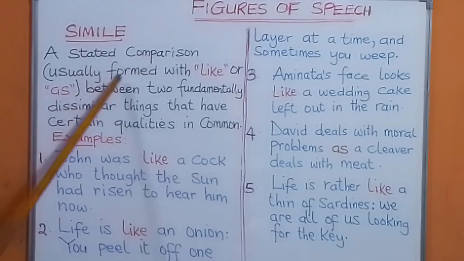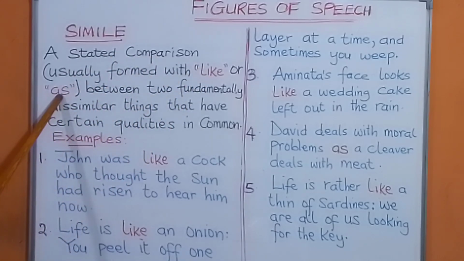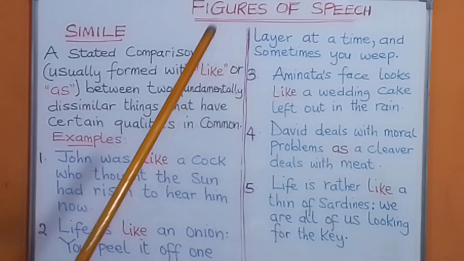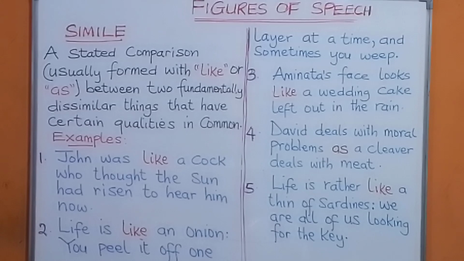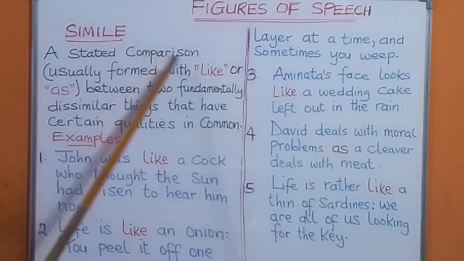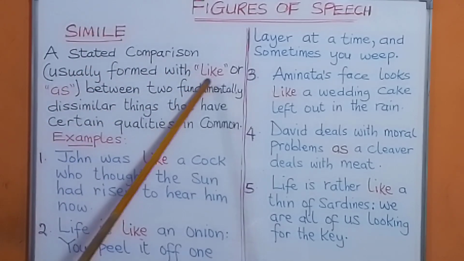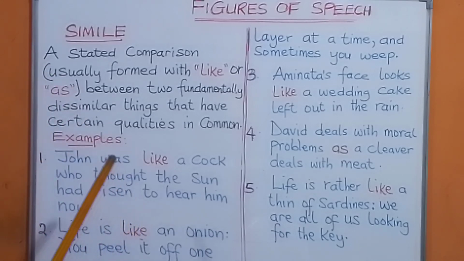A stated comparison, usually formed with like or as, between two fundamentally dissimilar things, two things that are not the same, that do not look alike, that have certain qualities in common. They are not similar. They don't look alike, but they have certain qualities in common. Normally when you talk about simile, you see like and you see this word as. The moment you see like or as, you know that statement is a simile.